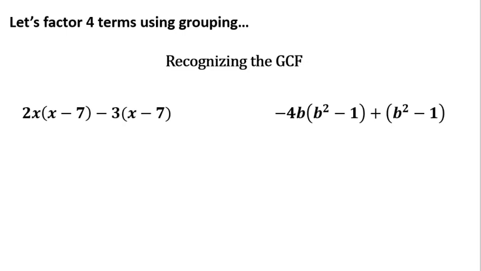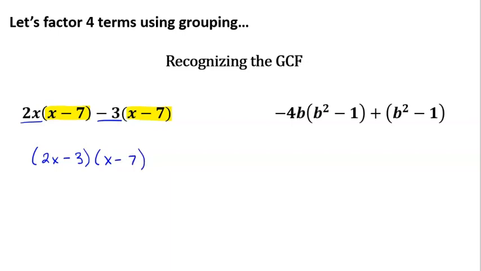And so with this first expression, notice that 2x is being multiplied by x minus 7, and negative 3 is also being multiplied by this x minus 7. So instead of us pulling out a monomial, we're pulling out that entire expression. And so when we go to write it in factored form, we're going to put these in a set of parentheses on their own. So we have 2x minus 3, and then that is being multiplied by that x minus 7.